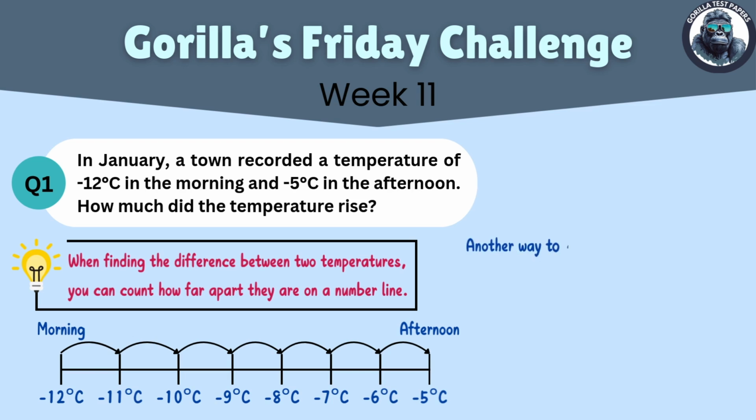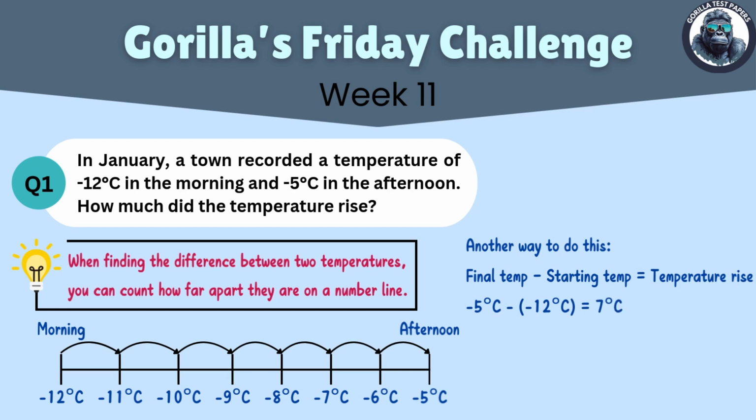Another way to calculate this is using this equation, which is final temperature minus starting temperature equals the temperature rise. So we do minus 5 degrees Celsius minus minus 12 degrees Celsius, which equals 7 degrees Celsius. Here we have a minus and a minus together, and when you subtract a negative number, it's the same as adding the positive version of that number. So therefore, the total temperature rise is 7 degrees Celsius. This is the answer for this question.